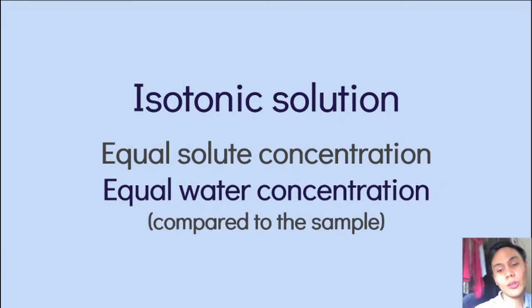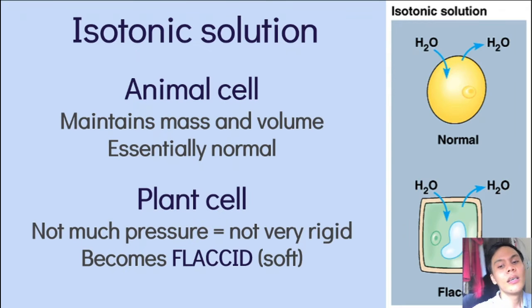So we call this type of solution an isotonic solution, equal concentrations compared to the cell. So in an isotonic solution, your animal cell is happy, it's essentially normal, but your plant cell will become flaccid or soft because it's not rigid enough.